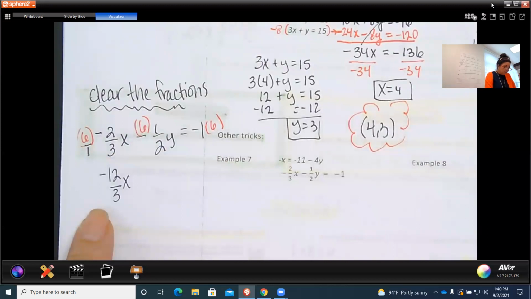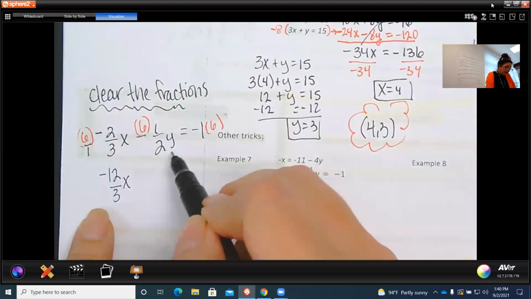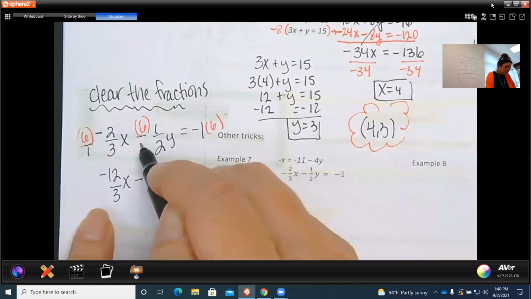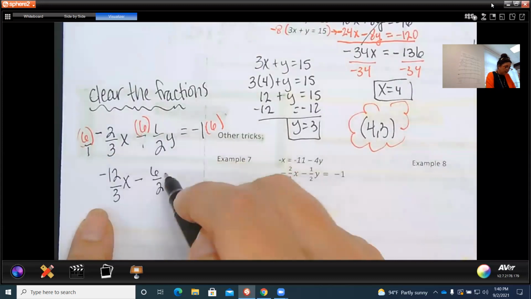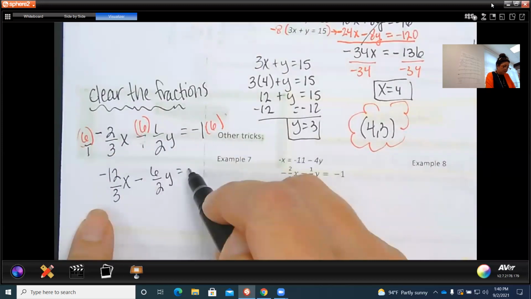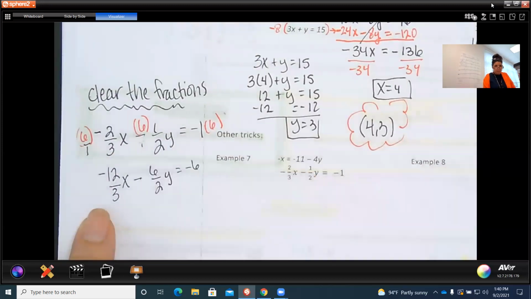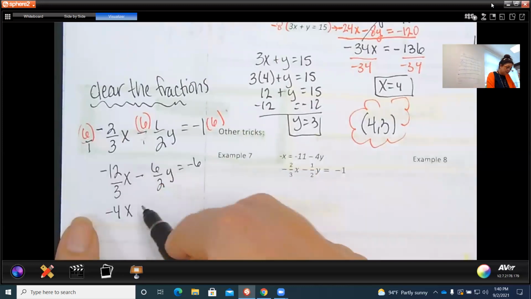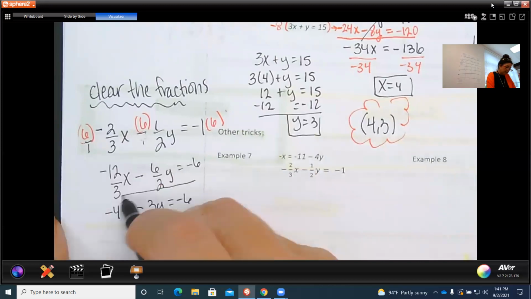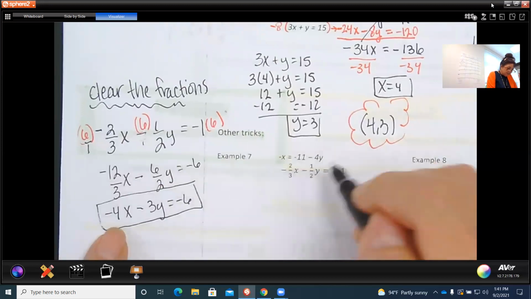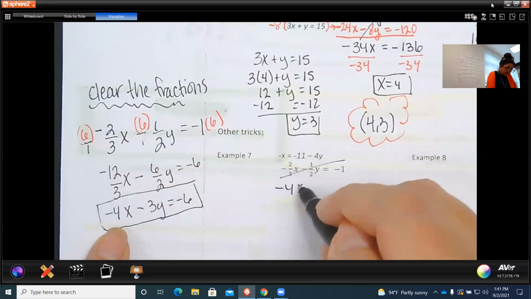Okay. What's 6 times negative 1/2 before you reduce? That would be negative. 6 times 1 is 6. The denominator is 1. 1 times 2 is 2. Don't forget your y. Equals, what's negative 1 times 6? Negative 6. Now, let's reduce. What's negative 12 divided by 3? So we have negative 4x. Then what? Minus 3y equals negative 6. Y'all down with that? So I've changed this to negative 4x minus 3y equals negative 6.